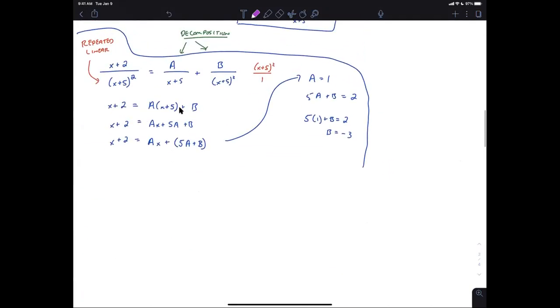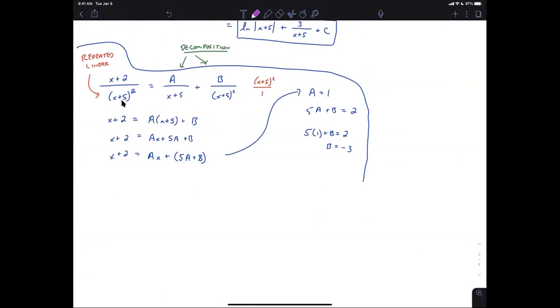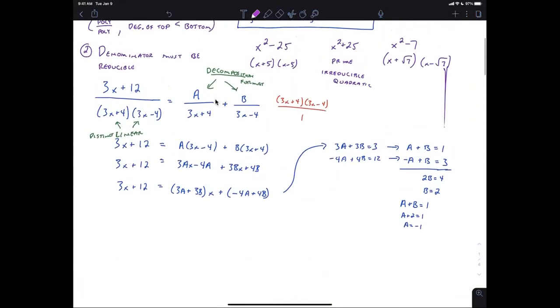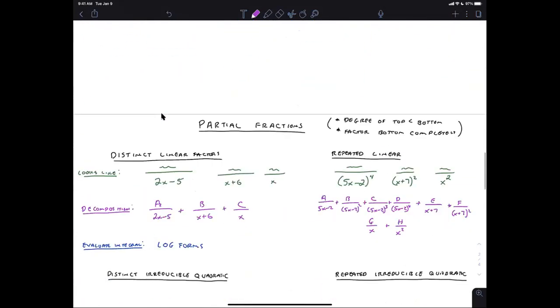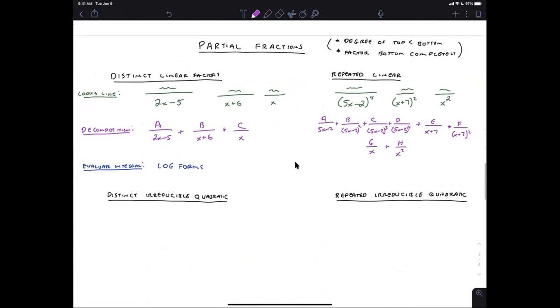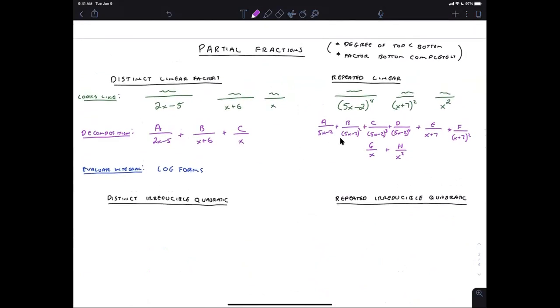Okay, so like we said back here, you have x plus 5 squared. This is one where it just happens there twice, and then you get x plus 5 to the 1st, x plus 5 squared. We know not to do that back up here because these are both to the 1st power, so they're not repeated.